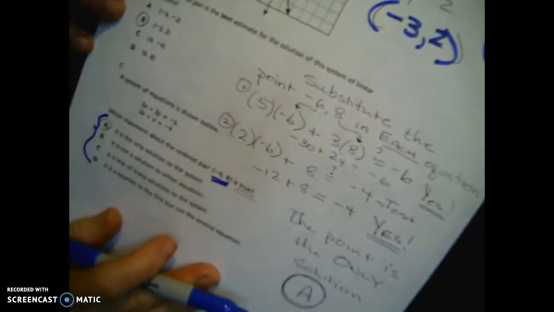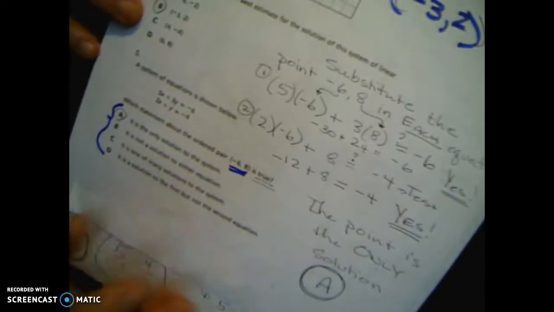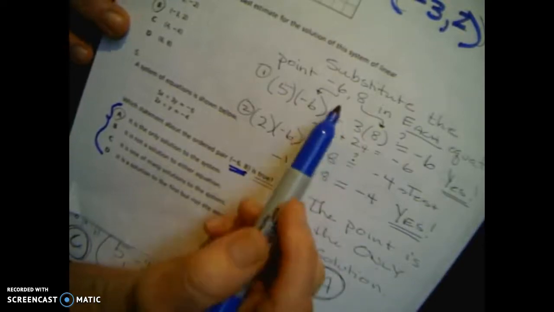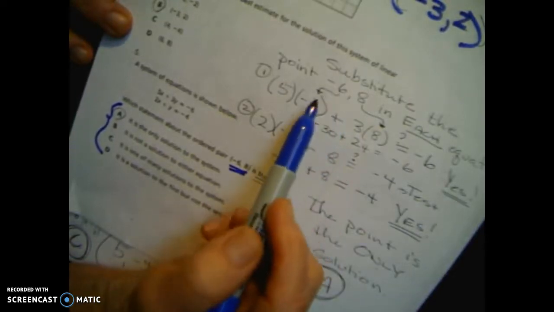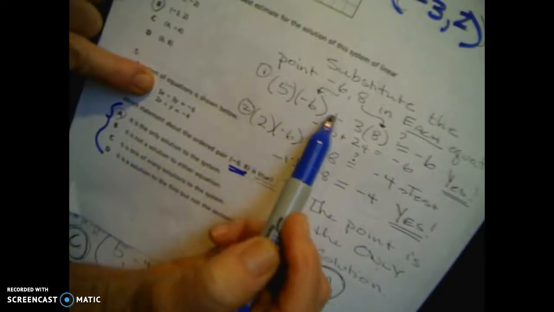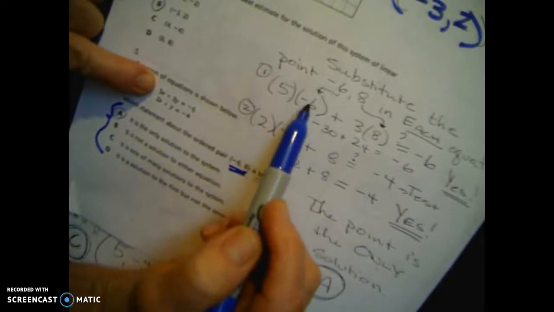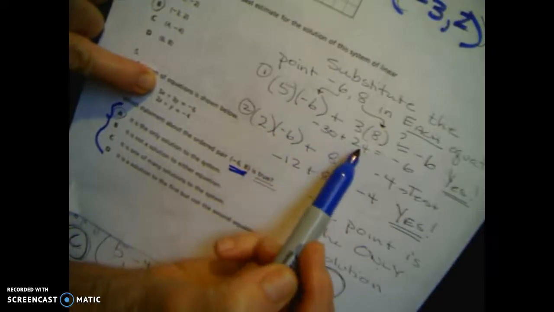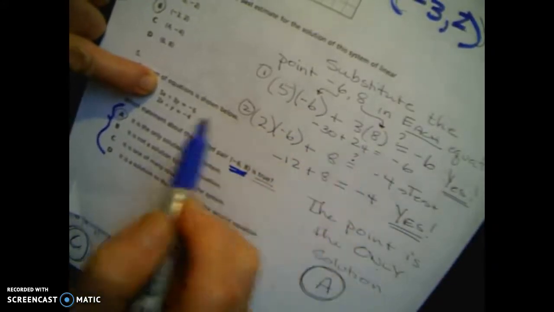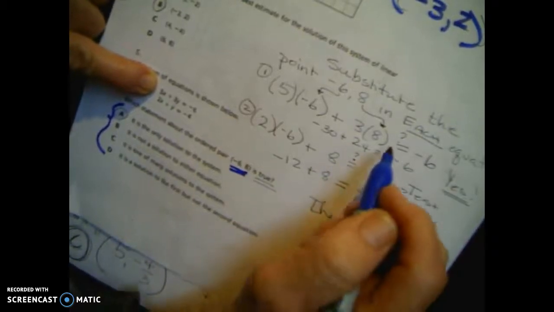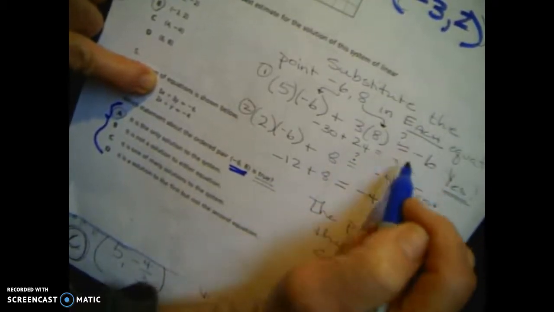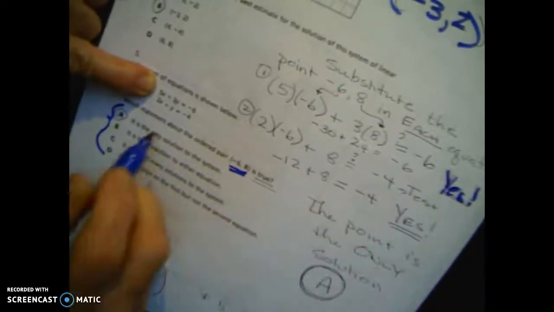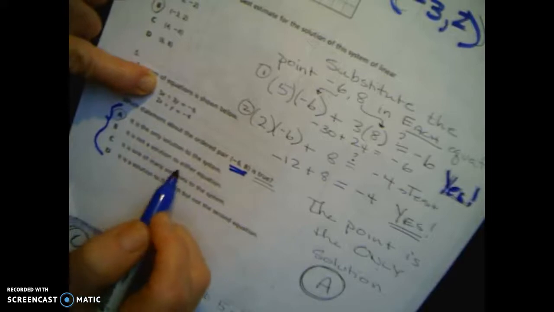So in my work right here, I will take the point (-6, 8), and I will substitute it into each equation. When I substitute -6 in for x in the first equation, I can see that -6 times 5 is -30. -30 plus 24 is equal to -6. Does -6 equal -6? Why, yes, -6 equals -6. So I know at least for one, it's true in the first statement.